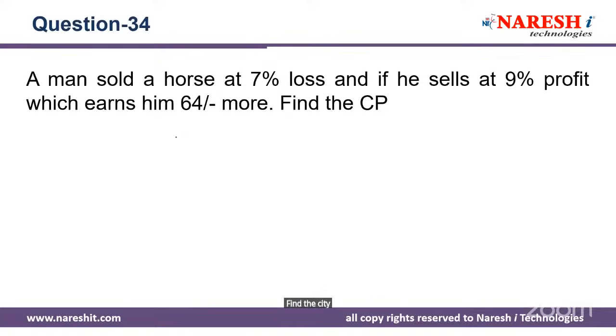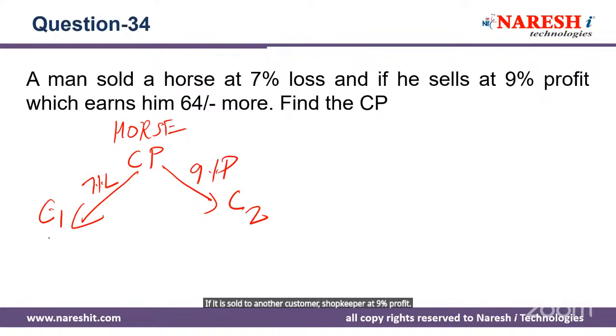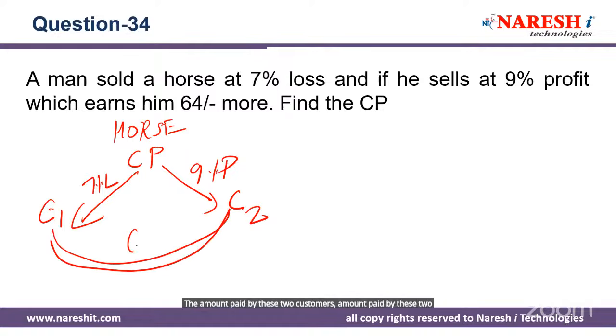Now listen, first I'll explain the meaning of the question. There is a horse. It will have a cost price. This horse was sold to one customer. Then the shopkeeper had 7% loss. If it is sold to another customer, the shopkeeper had 9% profit. The amount paid by these two customers, the difference is 64 rupees. They're asking the value of the cost price.